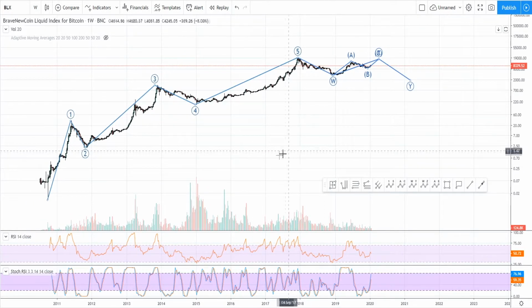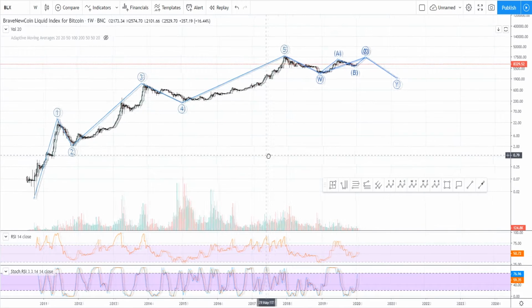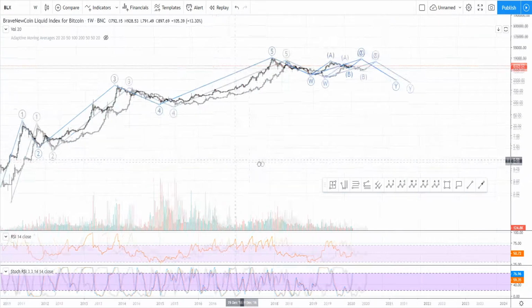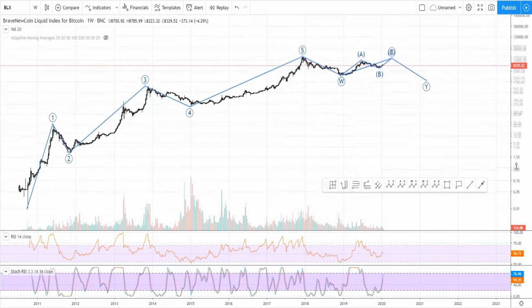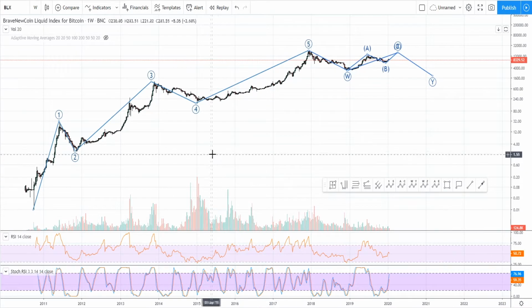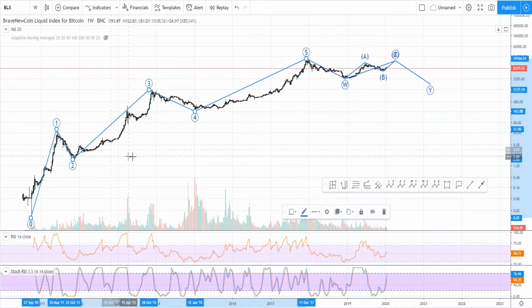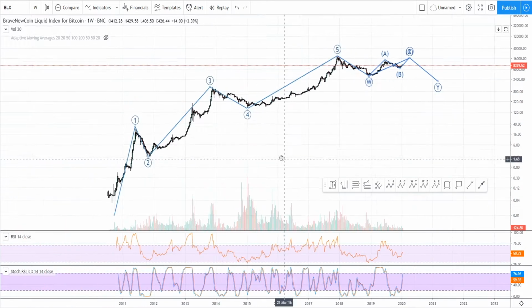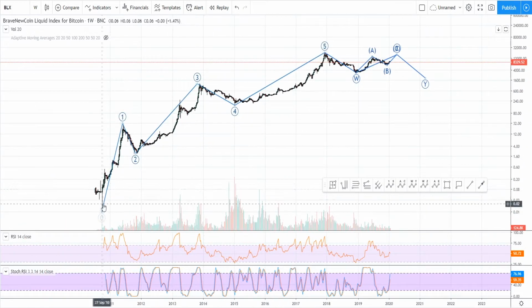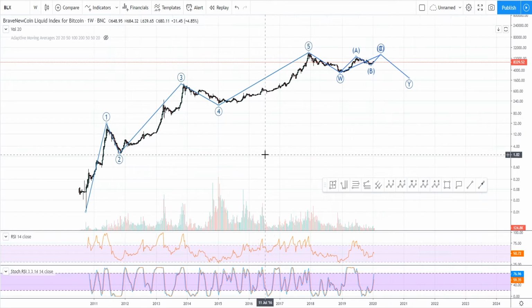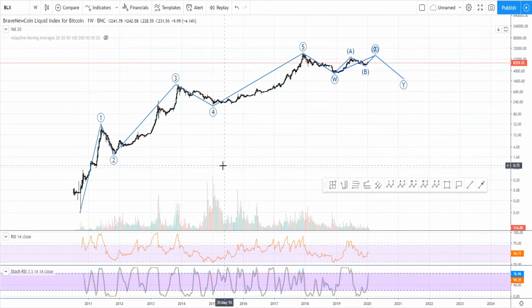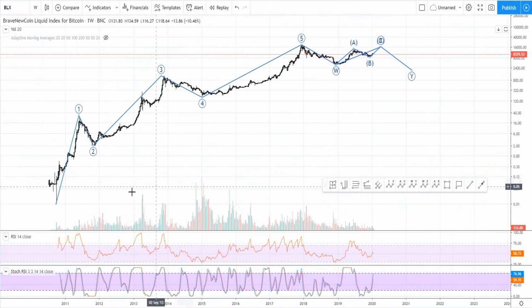This is the BLX chart, the Brave New Coin Liquid Index, and I'm using this because it provides the most price data of Bitcoin on TradingView, at least. I want to see all the price data to get a clearer picture of the complete Elliott wave count and structure. So let's get right into it.